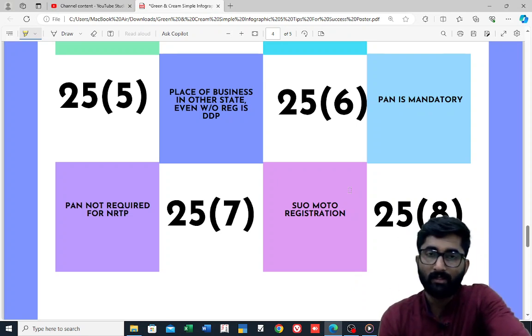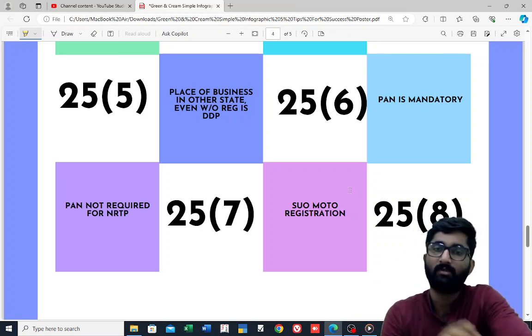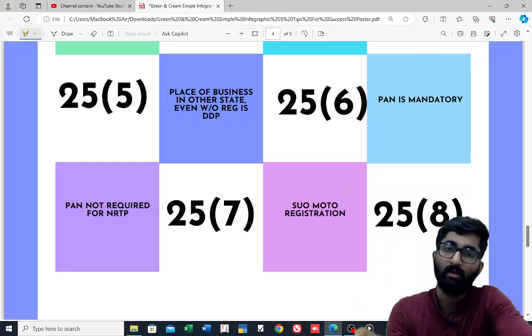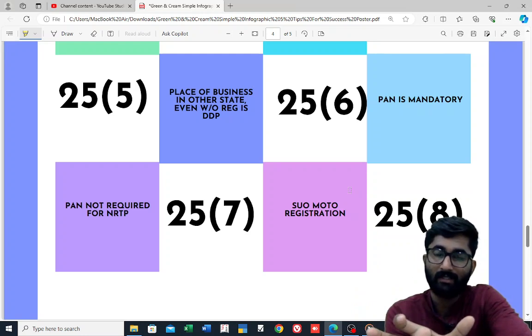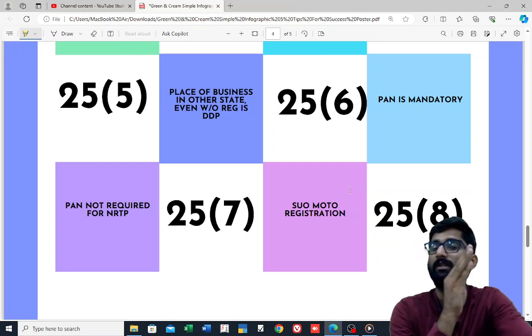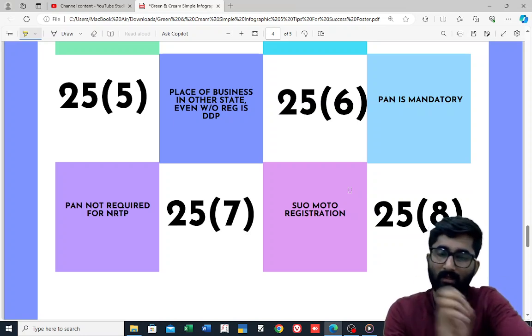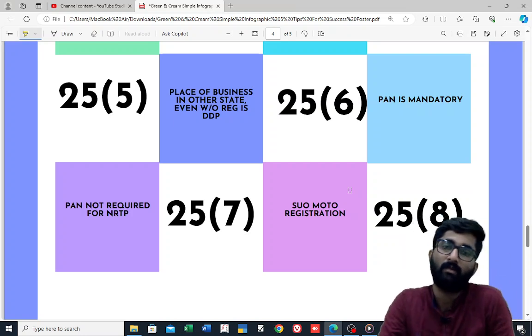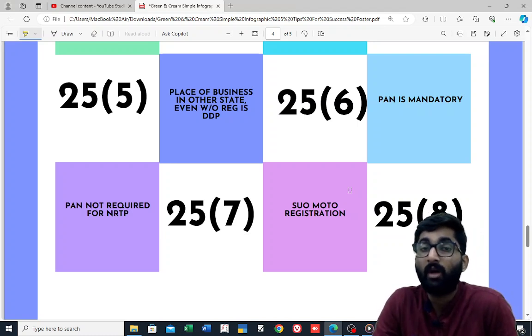Once you get the registration, rule number 10 says that you will get a 15-digit GST number, which consists of the first 2 digits as the state code, the next 10 characters as your PAN, and the other 3 characters: one is the number of registration in the state, the next one is a default letter, and the last is a checksum number calculated by an algorithm, which will be provided to you. So there are 15 characters in your GST registration, which is given in rule number 10.